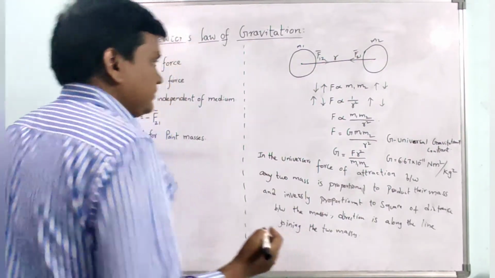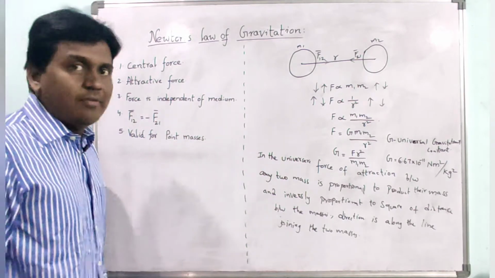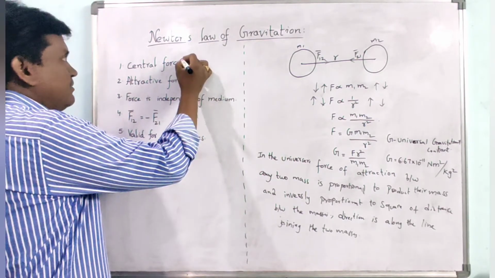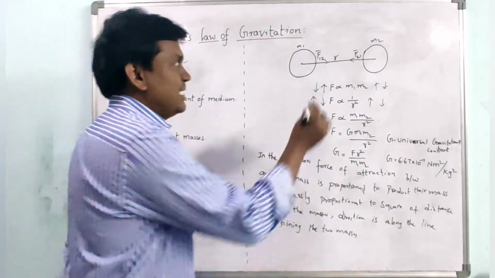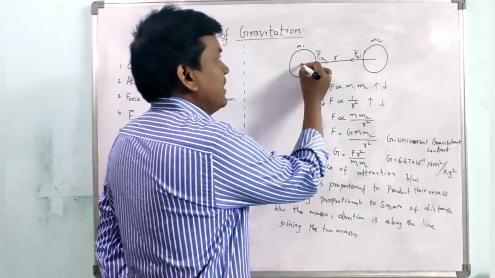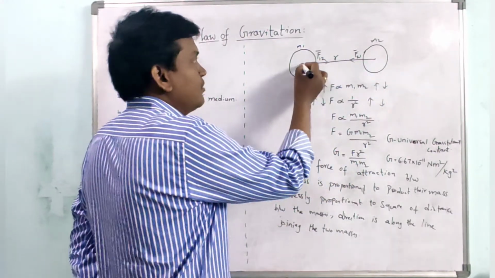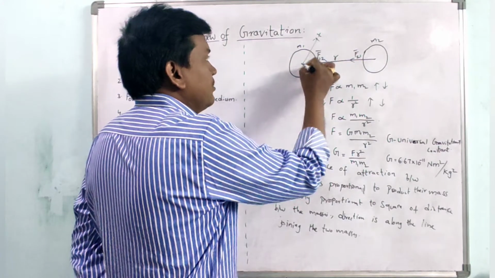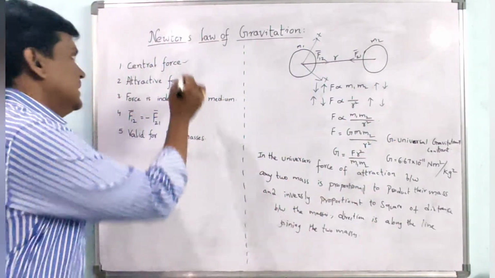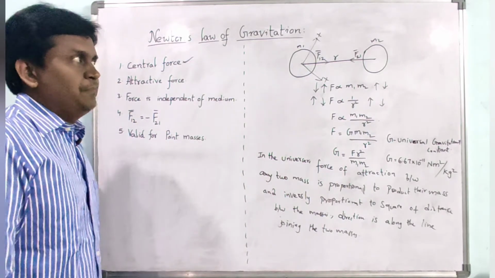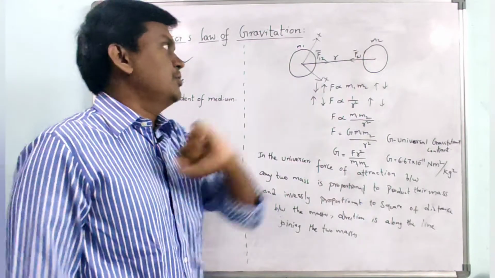Now, if you consider some points about Newton's law of gravitation, coming to the first one, it is a central force. It will act along the line. It won't act in this way, it won't act in that way, it will act along the line. So it is a central force. From the center of the masses, the force will act.